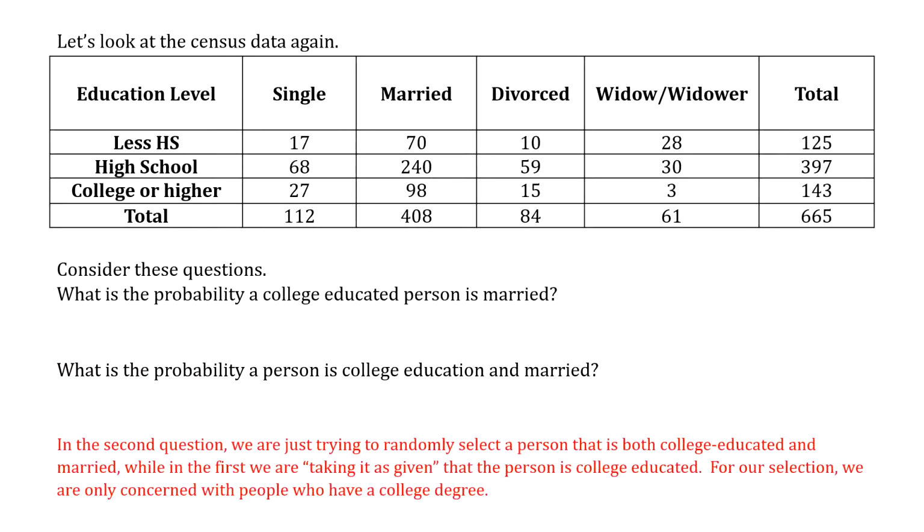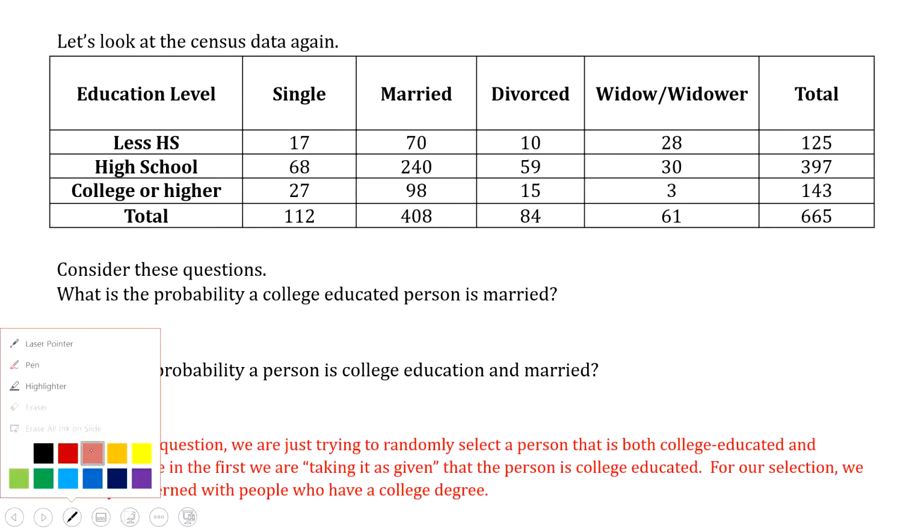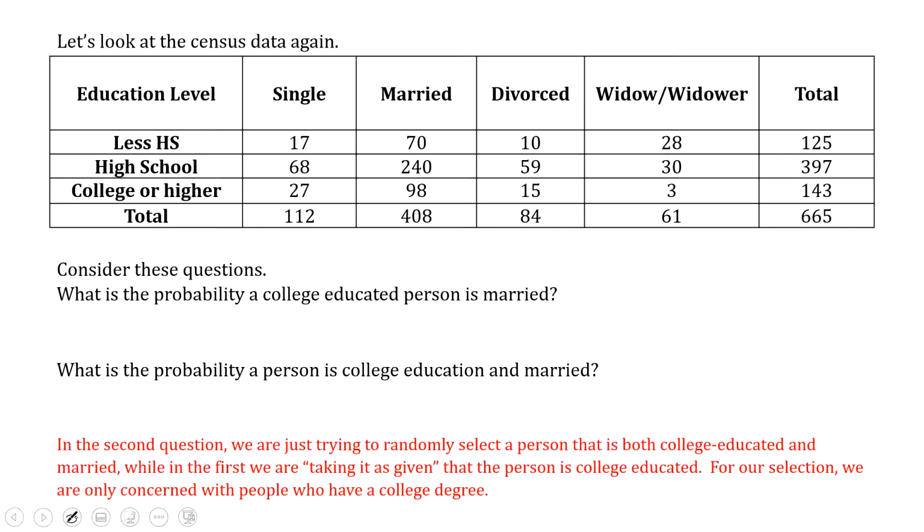So let's go back to our example on the census data. The question we're looking for is, what is the probability a college-educated person is married? What we're looking at there is just the college-educated people. We're not looking at everybody else. What's the probability that a college-educated person is married? So you're just looking at that row and then trying to find who's married. The probability a person is college educated and married is different.